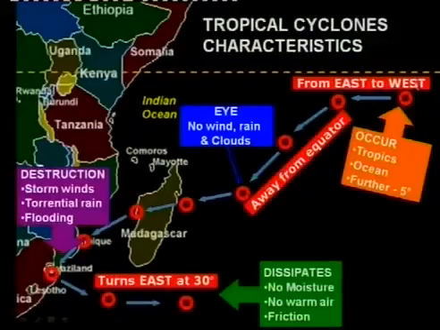Very important, you must know the three movements: from east to west, away from the equator, and it turns east at the 30 degrees. Now, people, these are all the characteristics of the tropical cyclone. And I would like you to have a look at this again sometime, because if you know this, you will be able to answer most, if not all, the questions of the tropical cyclone.